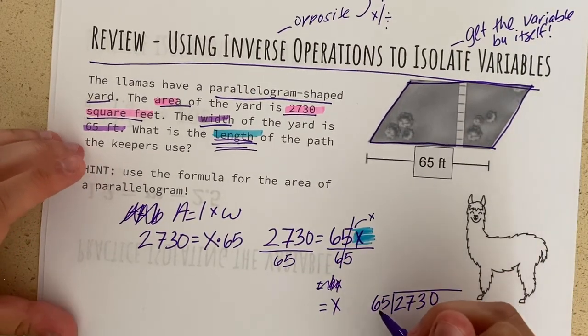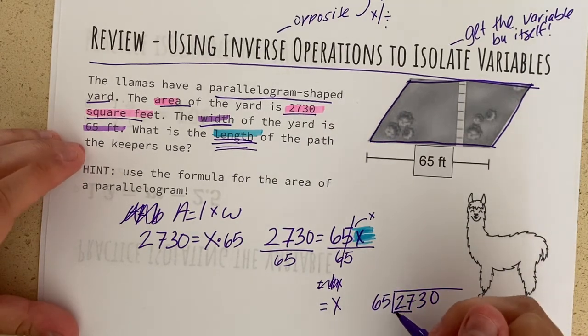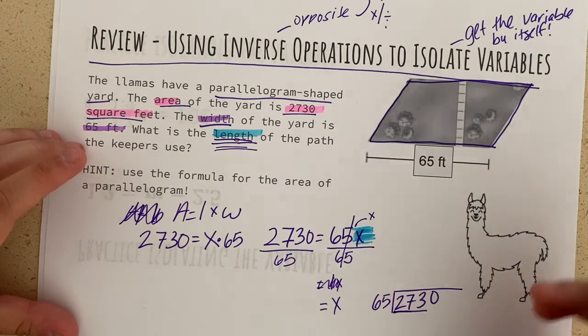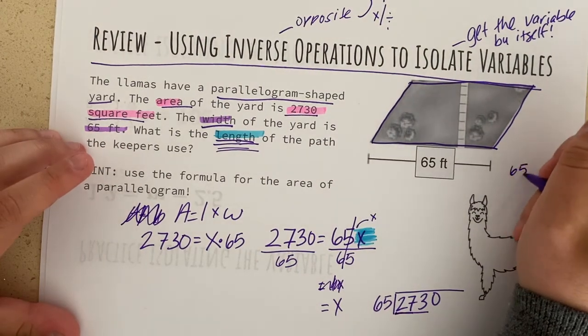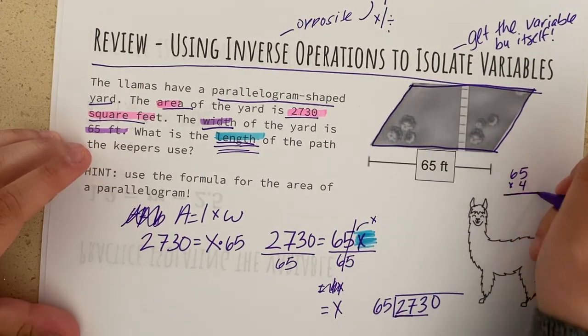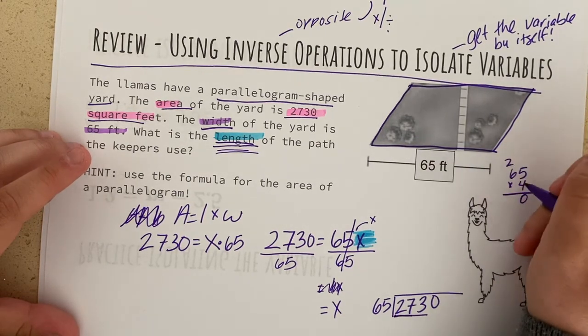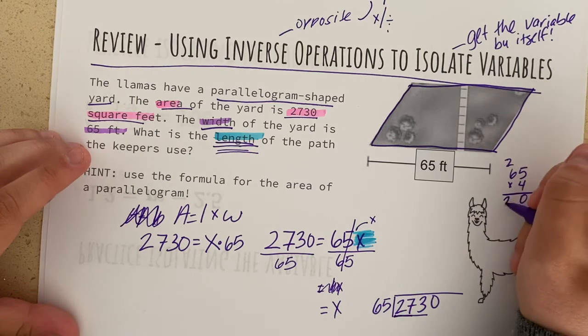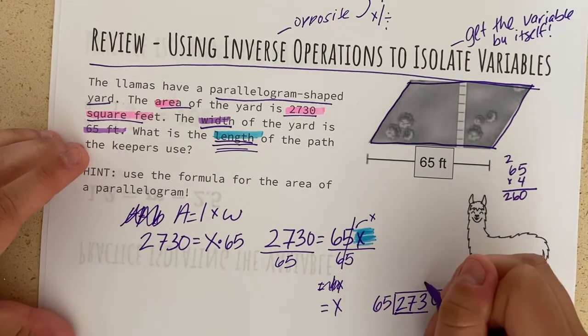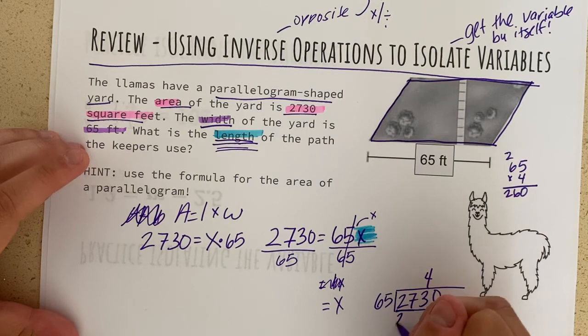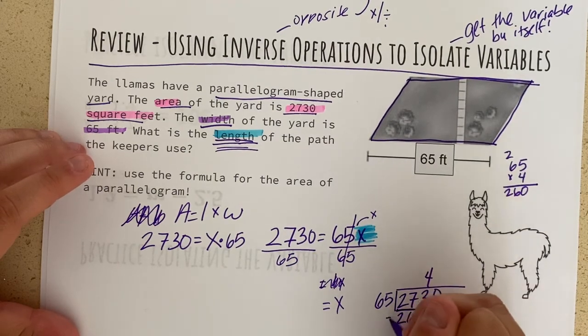Okay, now I'm gonna do my work on the side. Does 65 go into 2? No. Does 65 go into 27? No. Does 65 go into 273? Maybe. Let's see, 65 times, let's try 4. 5 times 4 is 20, 6 times 4 is 24, 25, 26. Ooh, nice. I'm gonna go with 4. That gives me 260.